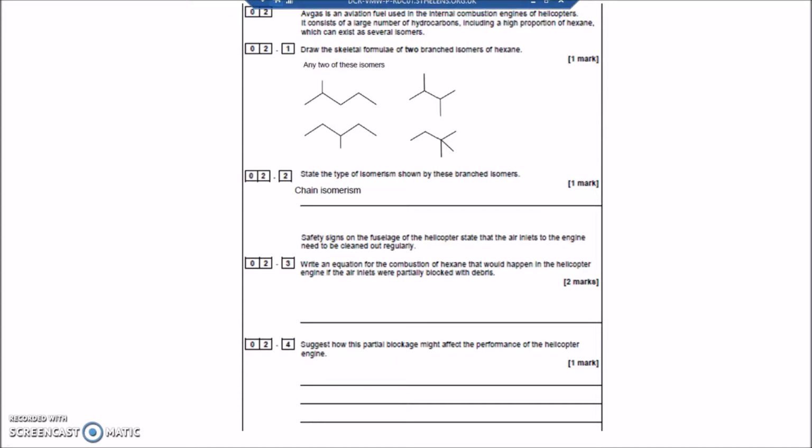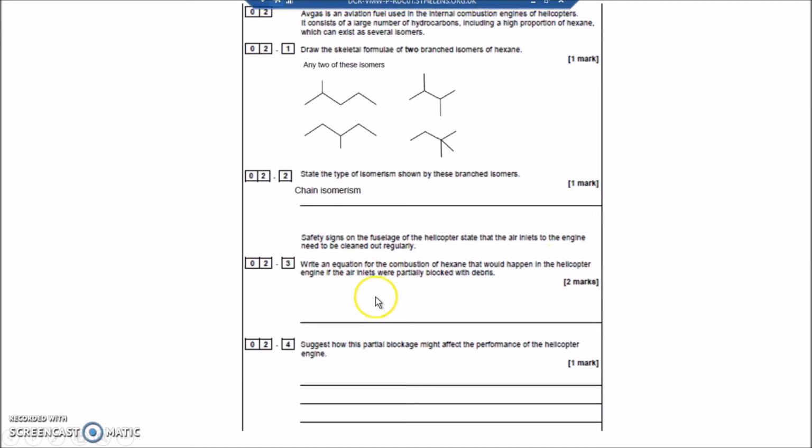Safety signs on the fuselage of a helicopter state the air inlets to the engine need to be cleaned out regularly. Write an equation for the combustion. So combustion is a reaction with oxygen, burning, a reaction with oxygen of hexane. So you have to know what hexane is. It's C6, and then you double the number of carbons and add 2. So 6 times 2 is 12, add 2 is 14. So it's C6H14.